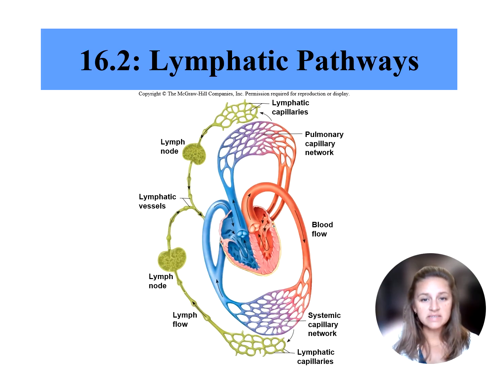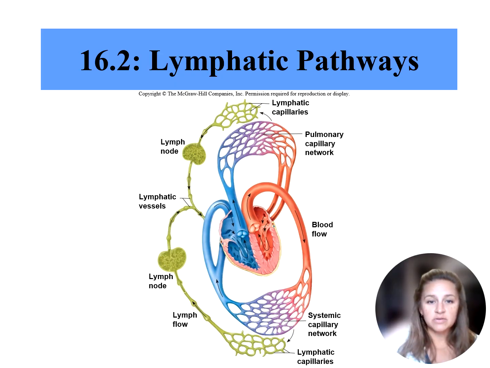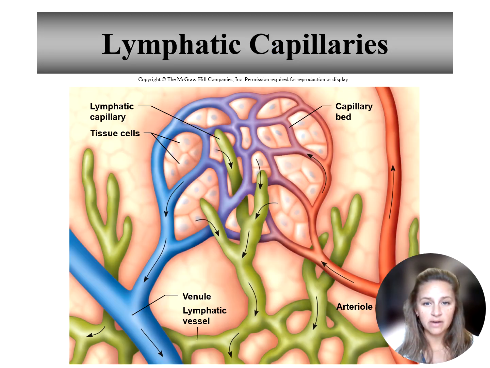Okay, so this is an overview of our lymphatic system. So here you see the heart, and then without showing the pulmonary and the systemic capillary systems, this is just showing the systemic cardiovascular system. And you can see that kind of alongside these blood vessels, you'll see these lymph vessels. And lymph vessels are kind of studded with these lymph nodes, and we're going to see how these work together.